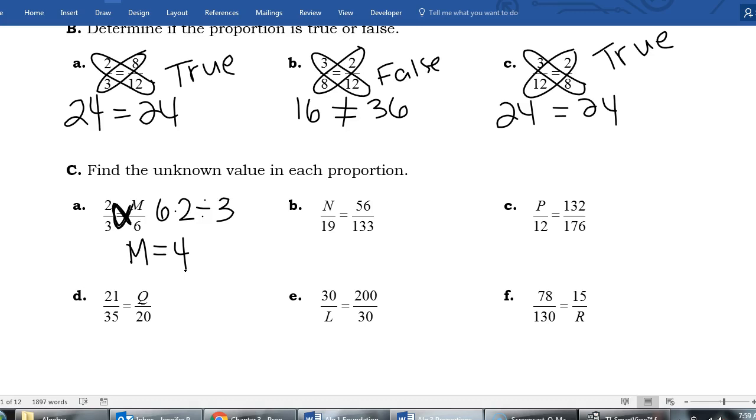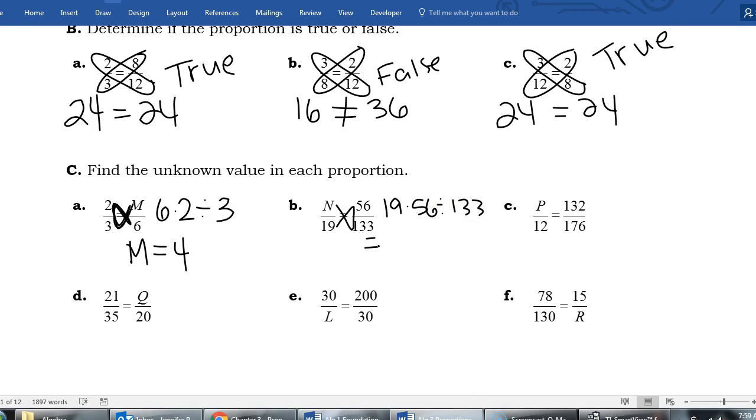I would start wherever my variable is, right underneath that. 19 times 56 divided by 133 gets me to my answer.